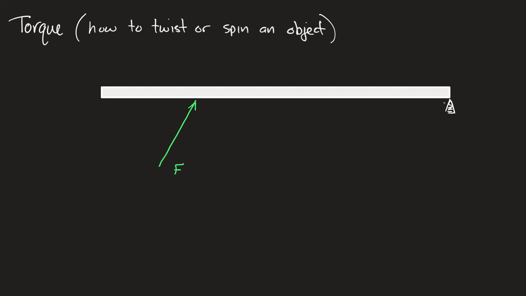Now we have to add something that we haven't talked about before. There's where on the object the torque is applied. This is an arrow drawn from the pivot point to the point of application of the force. We're going to use a lowercase r for this. And please stop calling this radius. A lot of people do, but it's not a radius.